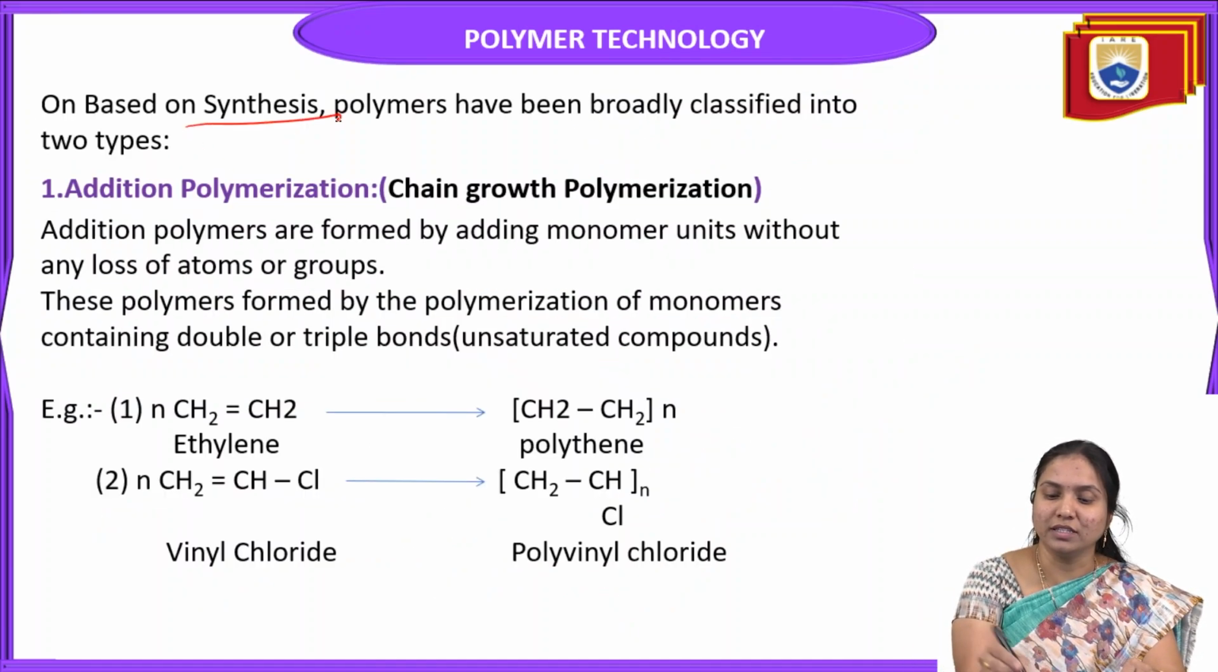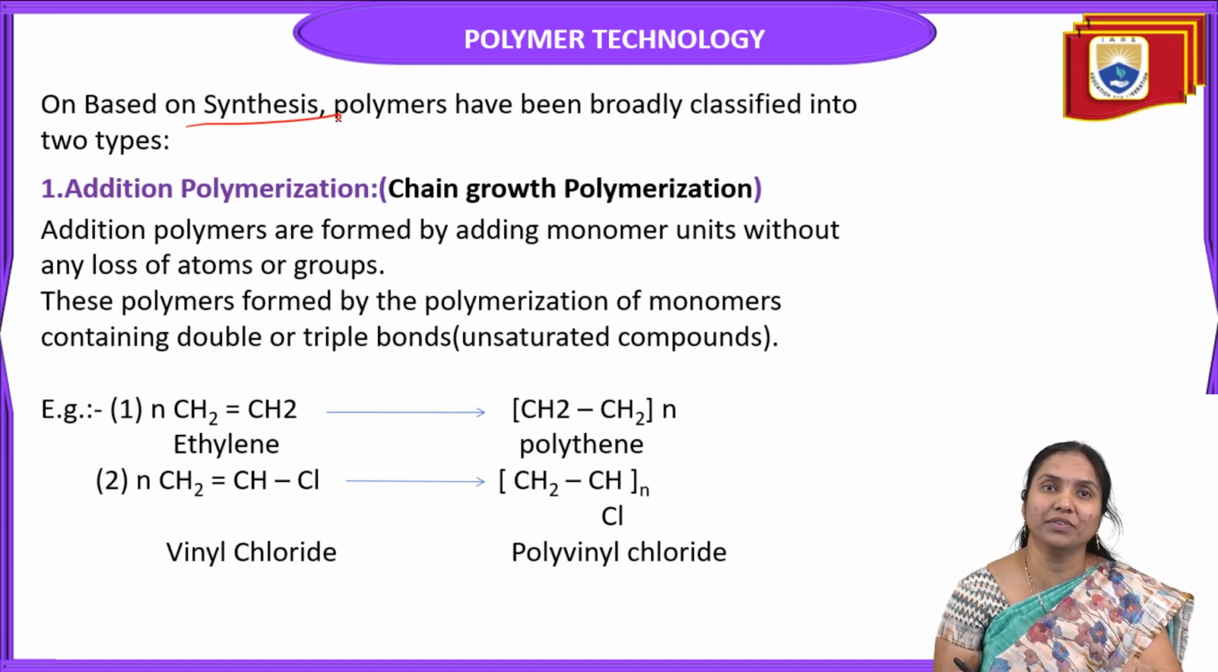Based on synthesis, polymers are broadly classified into two types: addition polymerization and condensation polymerization. What is addition polymerization? It is also called chain growth polymerization. It is the addition of monomers without eliminating any byproduct, only adding monomers. This type of polymerization is called addition polymerization, and these polymers are called addition polymers.